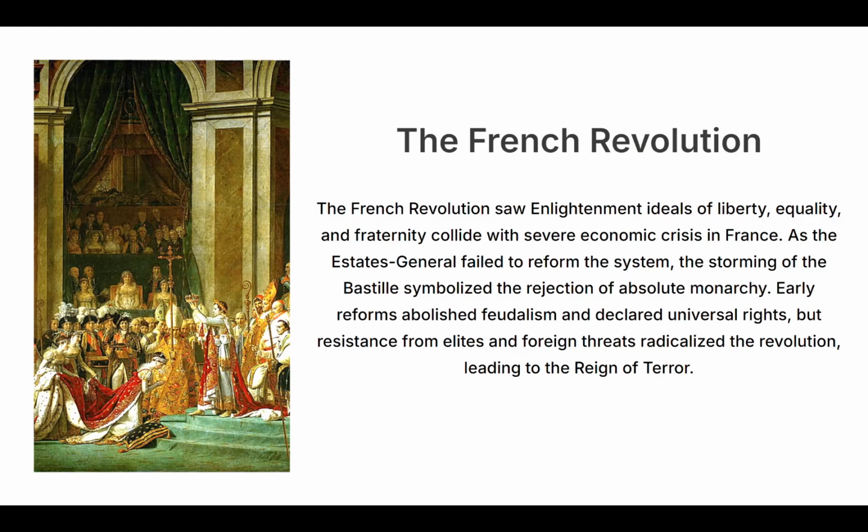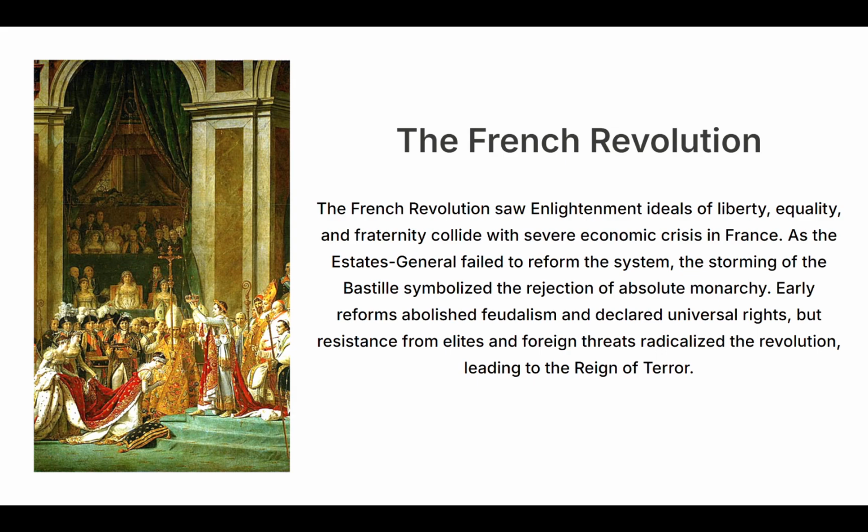In France, revolutionary ideas took a more radical and unstable path. The slogan Liberty, Equality, Fraternity captured Enlightenment ideals, but France faced severe economic crisis. Debt from wars, unequal taxation, and food shortages pushed the monarchy toward collapse. When the Estates General failed to reform the system, commoners formed the National Assembly. The storming of the Bastille symbolized the rejection of absolute monarchy.